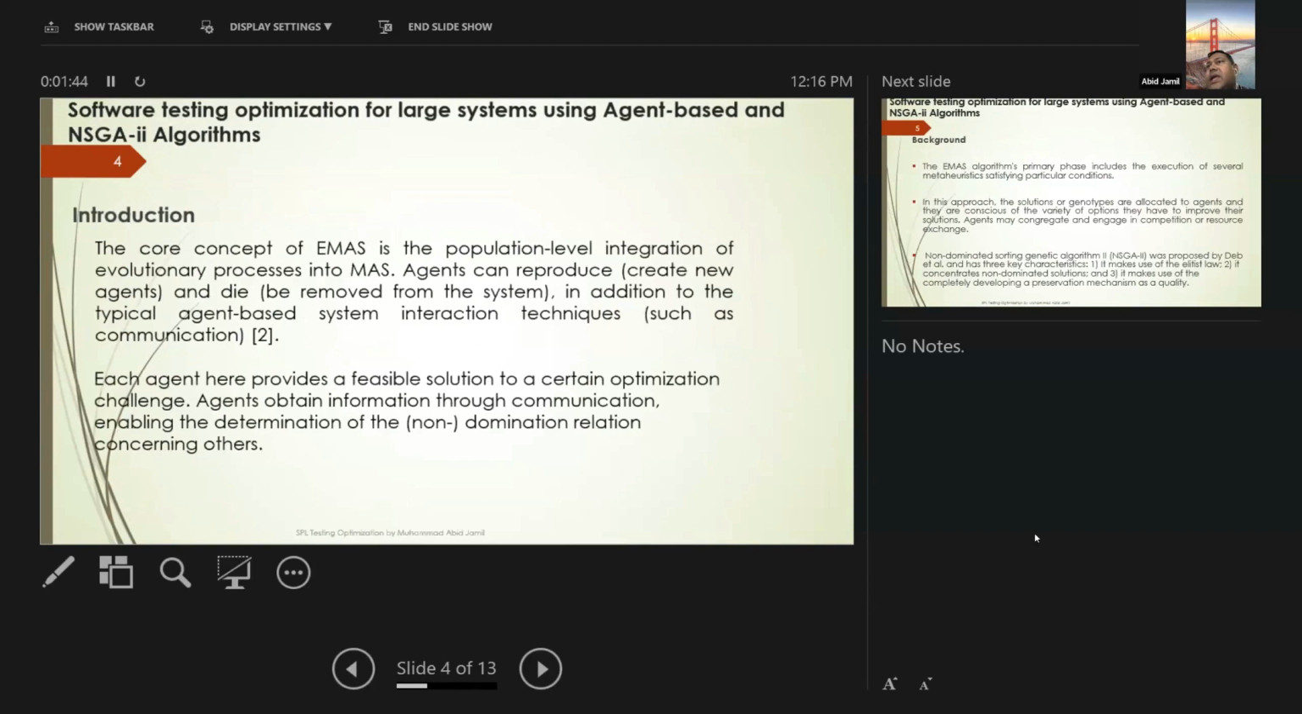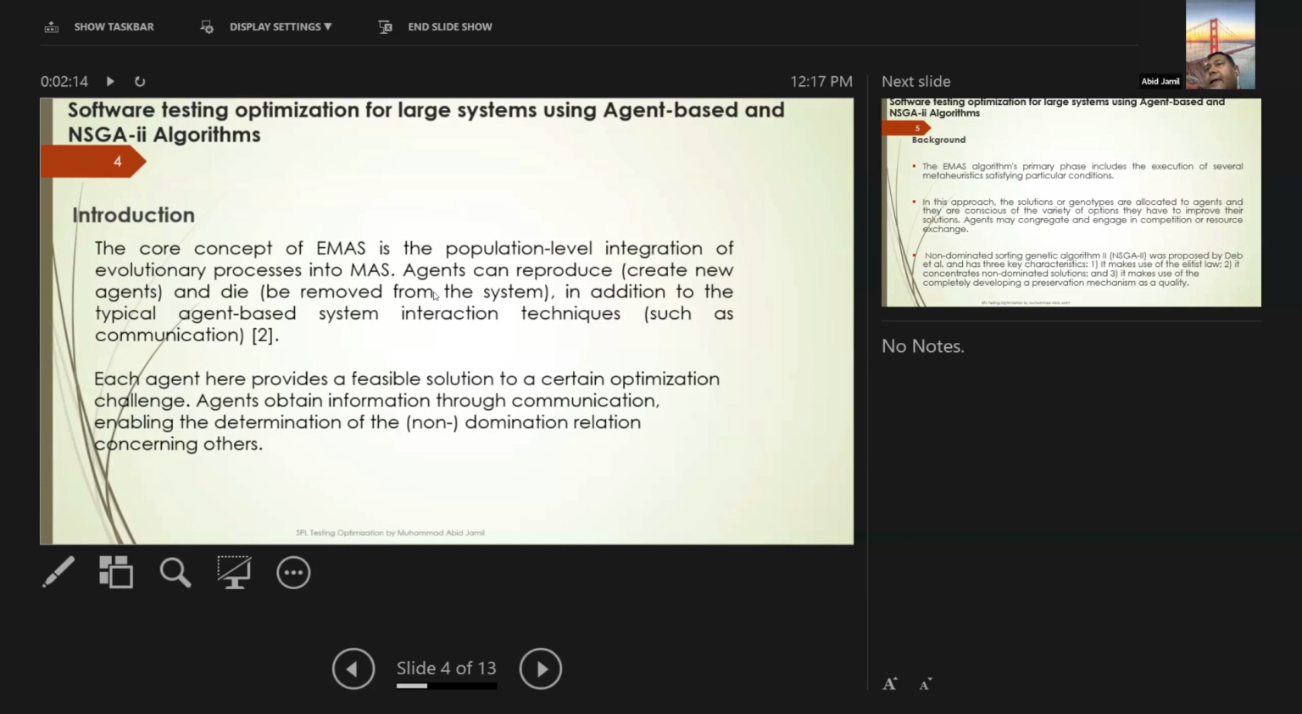What is an evolutionary multi-objective agent system? It is a population-level integration into the evolutionary process. Agents can reproduce or create agents, or can remove agents. In this technique, the agents interact and communicate with each other. So this agent-based technique provides some optimized solutions.